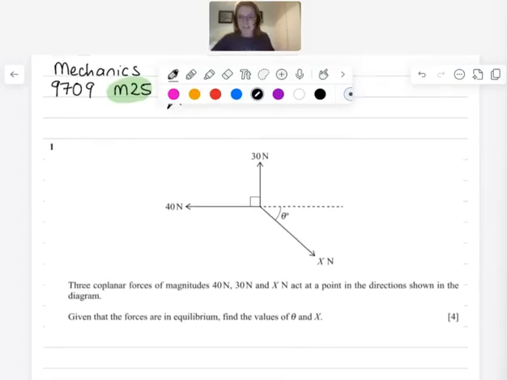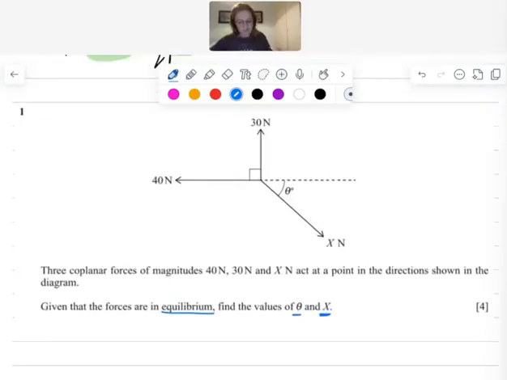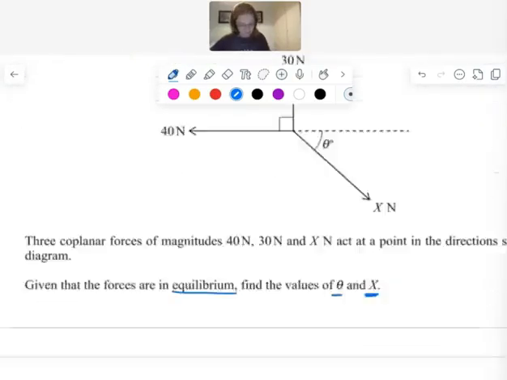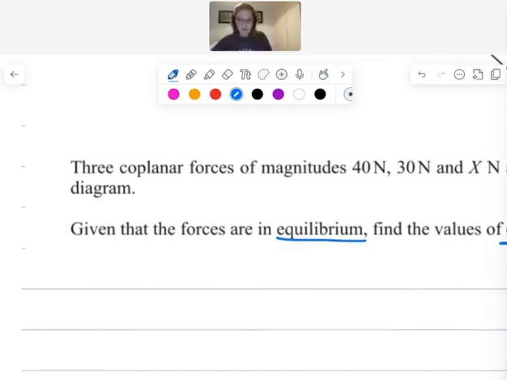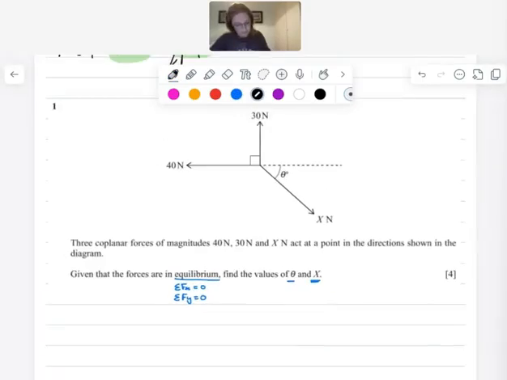Alright, so question 1 says 3 coplanar forces of magnitude 40, 30, and x act at a point in different directions shown. Given that the forces are in equilibrium, find the values of theta and x. They've defined what theta is, and we can see that x is the magnitude of that force. If forces are in equilibrium, that means the sum of my forces in the x direction and the sum of my forces in the y direction equal 0. That is the strategy I'm going to follow.